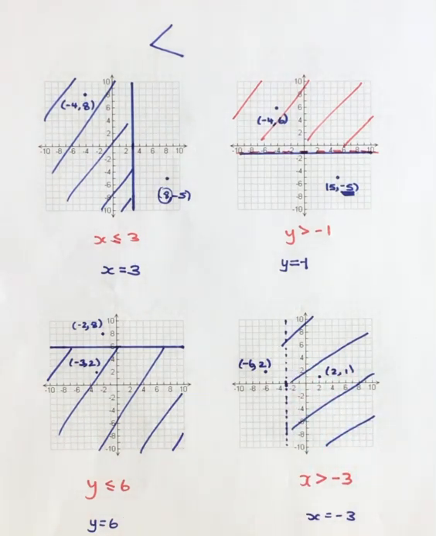So the process is draw in your boundary line using a horizontal or vertical line. Remember to make it a dotty line if it's not an or equal to one. If it is an or equal to one, it's easy, you just draw it as a normal line. And then test a point to check if it's the right side of the line. It's always wise to check another point on the other side of the line just to make sure.